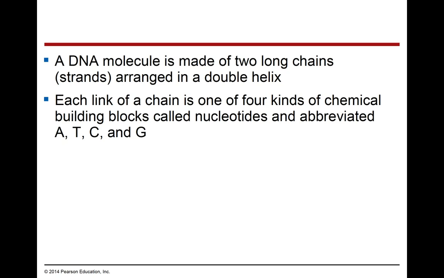And then each link of a chain is one of four kinds of chemical building blocks that are actually called nucleotides. A nucleotide is a monomer, or one piece, of a DNA molecule. And they are abbreviated A, T, C, and G. And you probably learned this freshman year high school, where they teach you apples grow on trees, gas goes in cars. So A and T will always be paired together, and C and G will always be paired together. And that'll make sense in a minute if you don't remember.